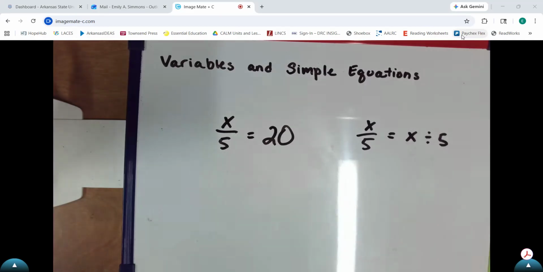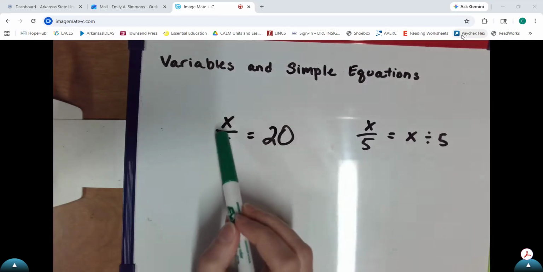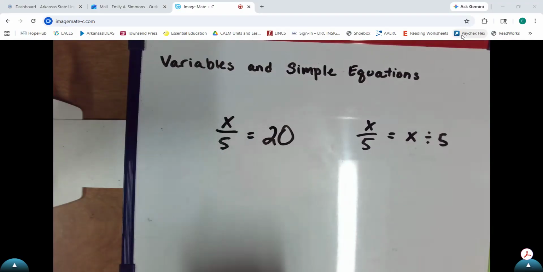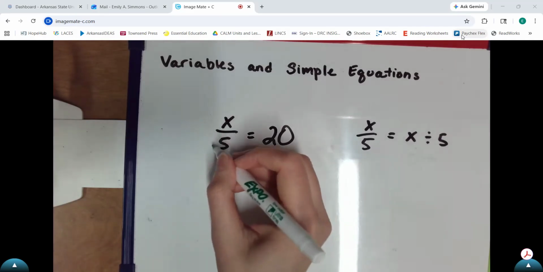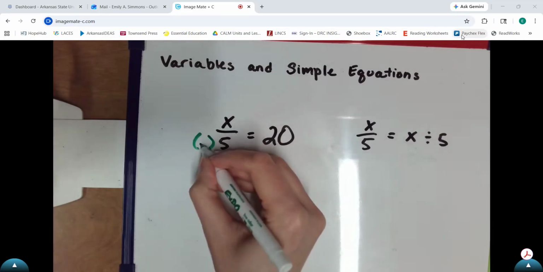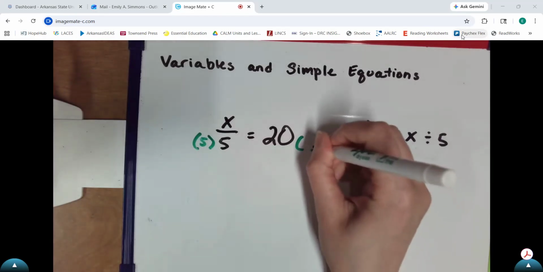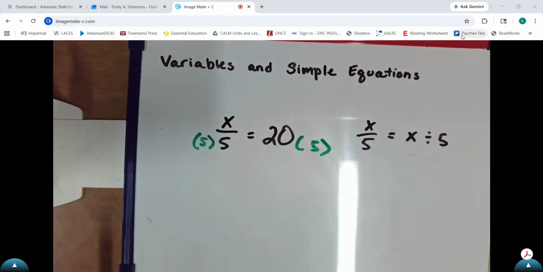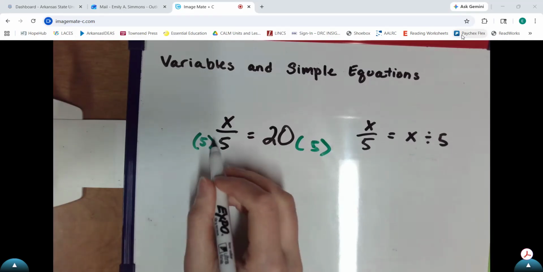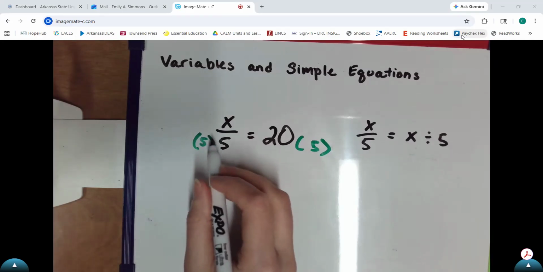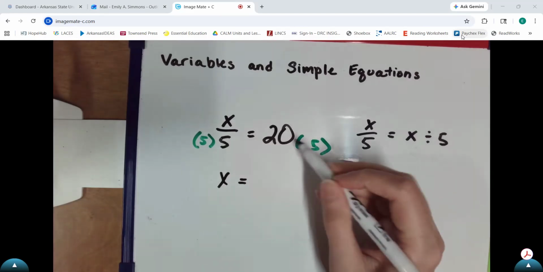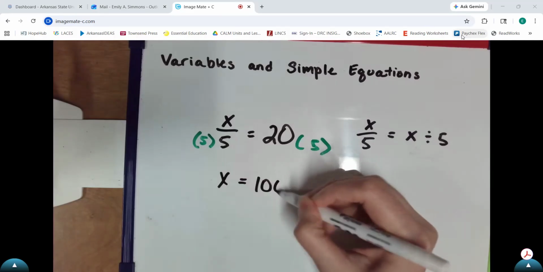So x divided by 5, since this is 5 on the bottom, the opposite of dividing by something is multiplying by that thing. So we're going to multiply both sides by 5. And I'm using parentheses to show that just to kind of help break things up. Divided by 5 times 5 cancels out, and we're left with x equals, and then 20 times 5 is 100.